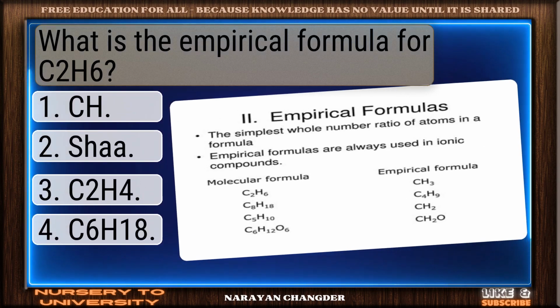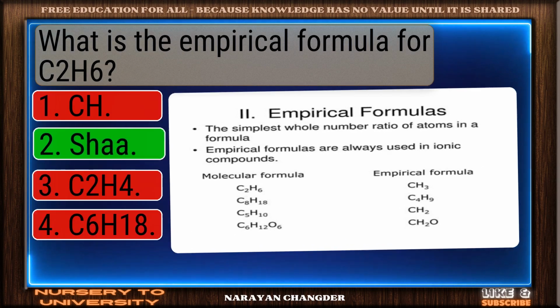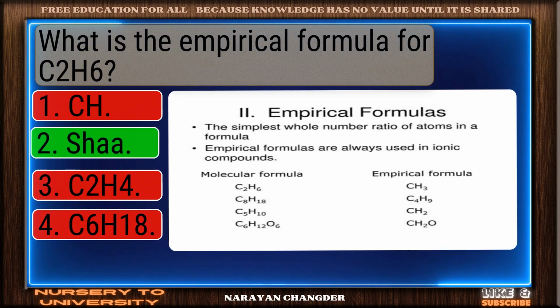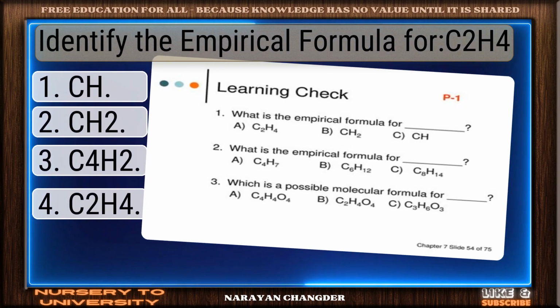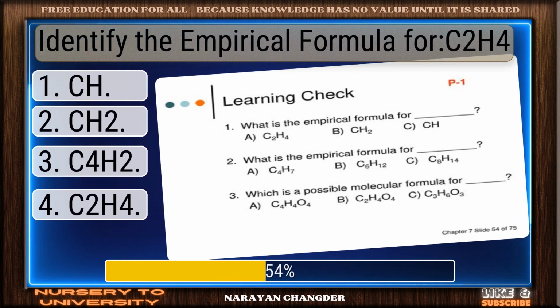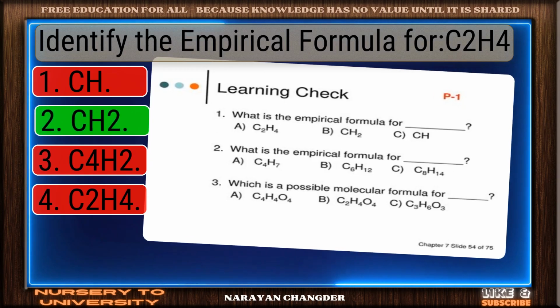What is the empirical formula for C6H6? Good thinking. CH is the right answer. Identify the empirical formula for C2F4. Right choice. CF2 is the best answer.